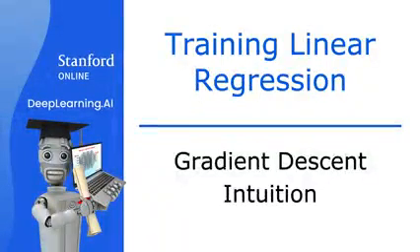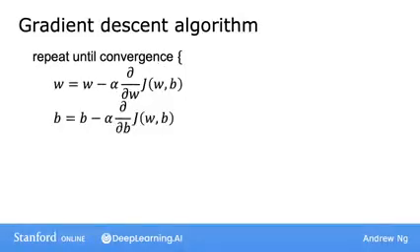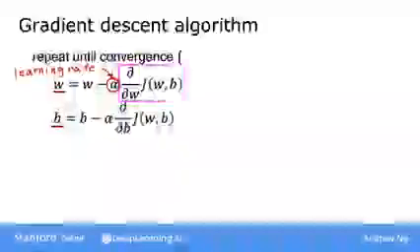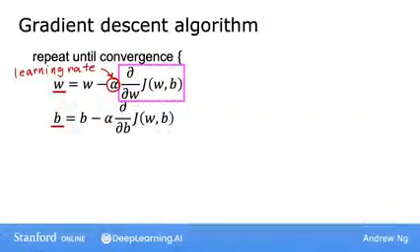Now let's dive more deeply into gradient descent to gain better intuition about what it's doing and why it might make sense. Here's the gradient descent algorithm that you saw in the previous video. And as a reminder, this variable, this Greek symbol alpha, is the learning rate. And the learning rate controls how big of a step you take when updating the model's parameters w and b. So this term here, this d over dw, this is a derivative term.